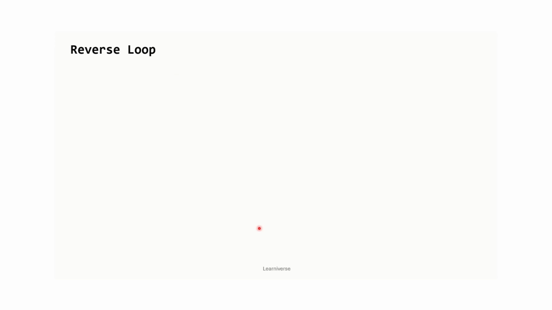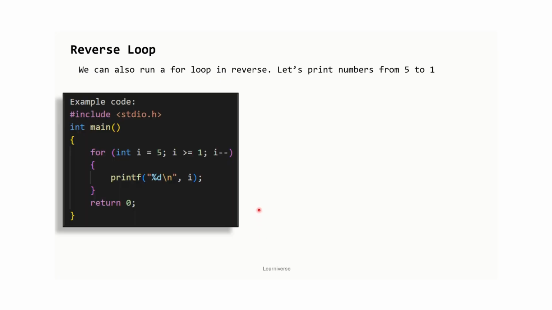Now let's see the reverse loop. We can also run a loop in reverse direction. So let's consider one example where it prints numbers from 5 to 1. So for 5 to 1, the initialization should be 5, and then we have to check against the lower value, whether it is greater than or equal to that lower value.